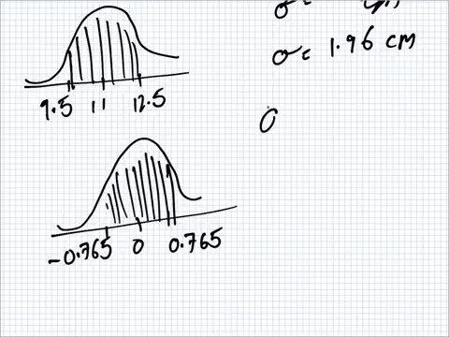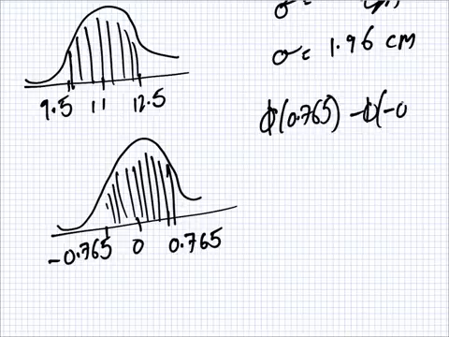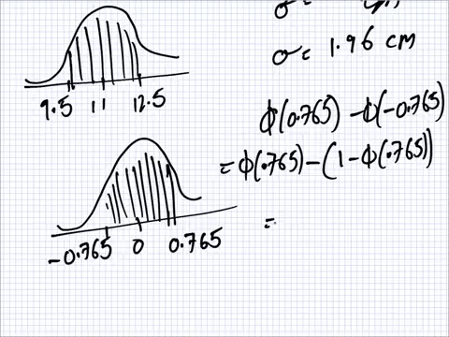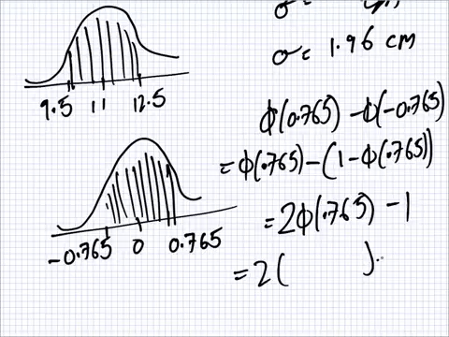So that will be table book 0.765 minus table book minus 0.765. That's equal to table book 0.765 minus 1 minus table book 0.765. So the answer is twice what's in the table book for 0.765, minus 1. And what is the table book value for 0.765? What's wrong, Albert? Yes? What is the table book value for 0.765?